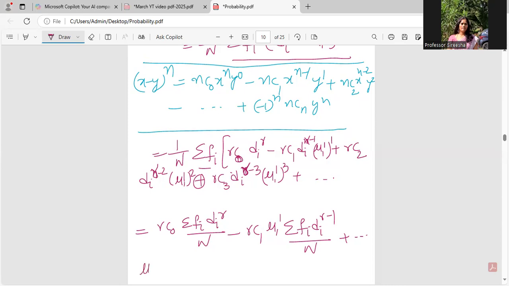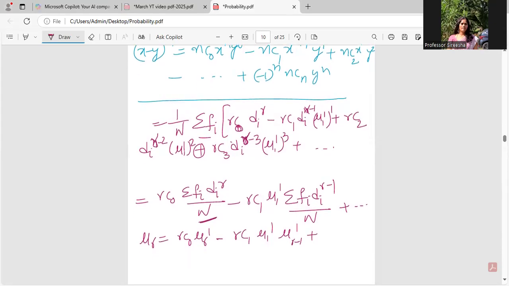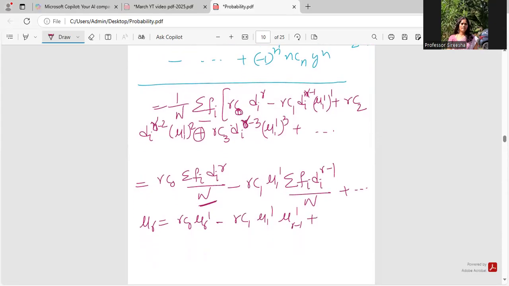Mu r. On the left hand side, I have mu r. This is equal to RC0, which is nothing but mu r prime. I can just scroll above and show. This is RC1 into mu1 prime, which is anyways there. This is mu r minus 1 prime. And it goes on and on. Because of the space, I'm just skipping the remaining terms because the same rhythm follows, right?